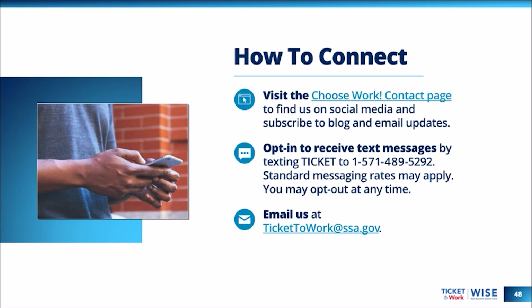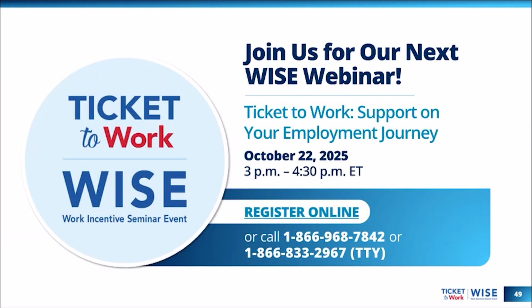You are also welcome to opt in to receive text messages by texting TICKET to 1-571-489-5292. We do advise that messaging rates may apply, and you may opt out of that messaging program at any time. And of course, you can always email us. We welcome your emails at tickettowork@ssa.gov. So whether you're just getting started or looking for guidance along the way, the Ticket to Work team is here, and we encourage you to connect with us.